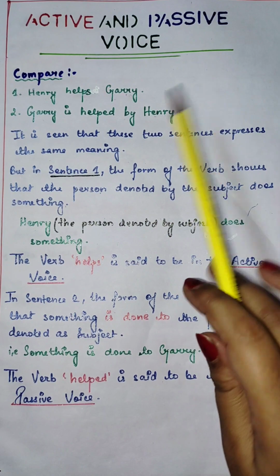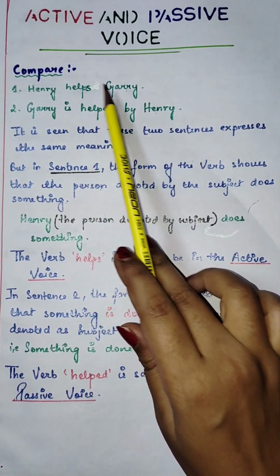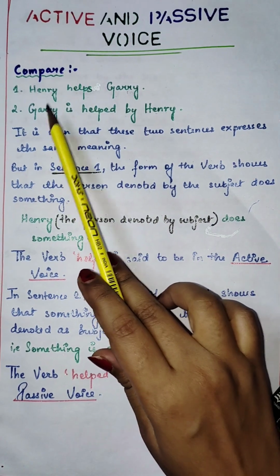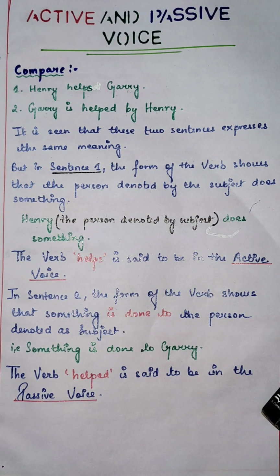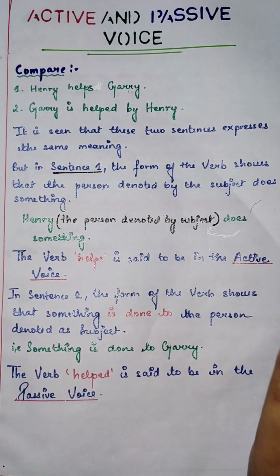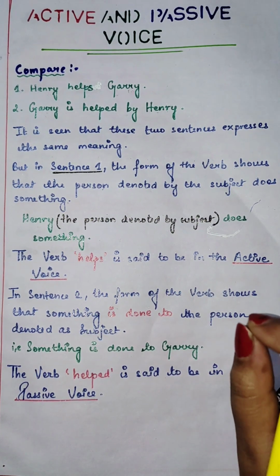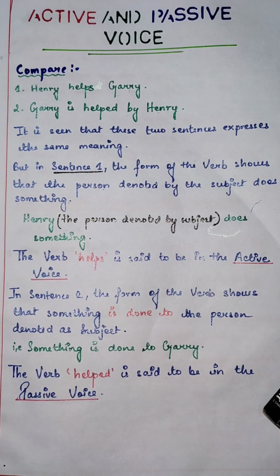So let's start. There are two sentences here. Henry helps Gary and Gary is helped by Henry. Now you may think that both the sentences express the same meaning. Yes, they do. Both the sentences mean the same, it is just that they are written differently.